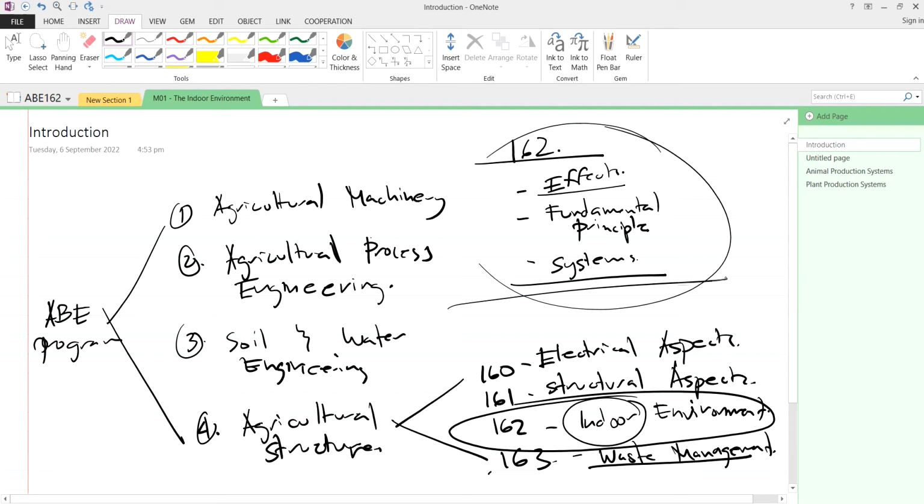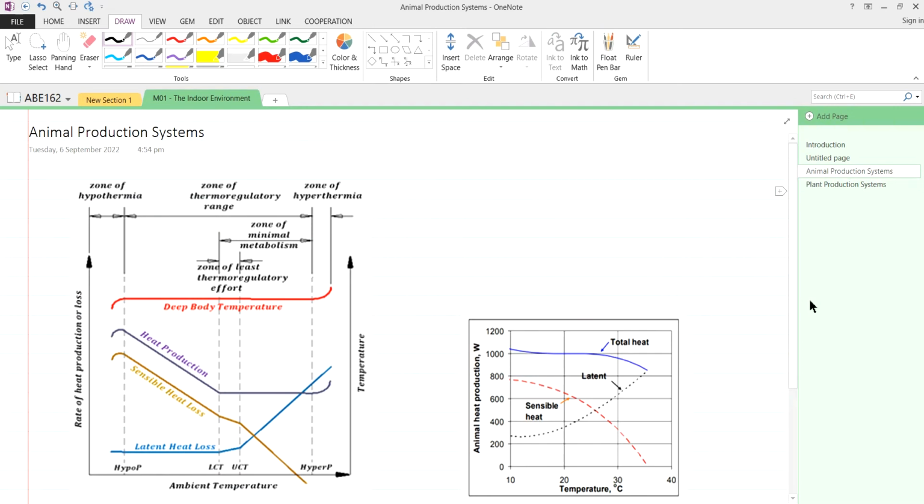So now let's go to topic number one. Alright, so first let's talk about the effect of the environmental factors to the animal production systems. And later on, we'll talk about the plant production systems. Alright, so we have a graph here.